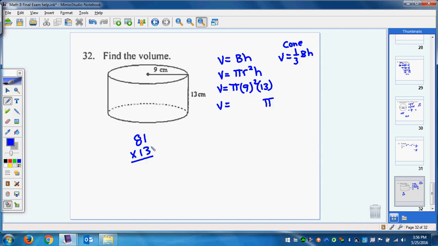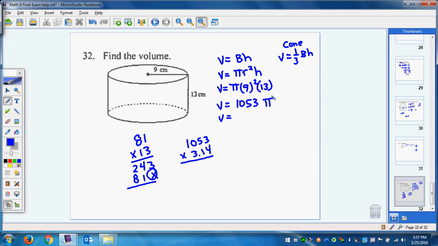Again, go ahead and multiply that using your elementary multiplication. 3 times 1 is 3. 3 times 8 is 24. Placeholder. 1 times 1 is 1. 1 times 8 is 8. Add that up, and you should get 1053 pi. To get your answer, it's about 3, so it means it's going to be over 3,000. So again, do 1053 times 3.14.